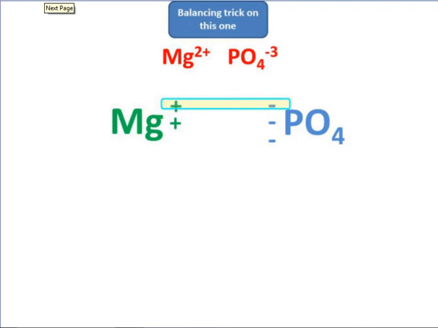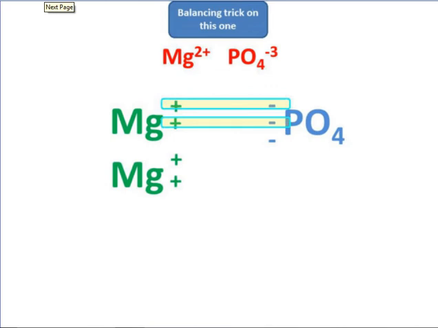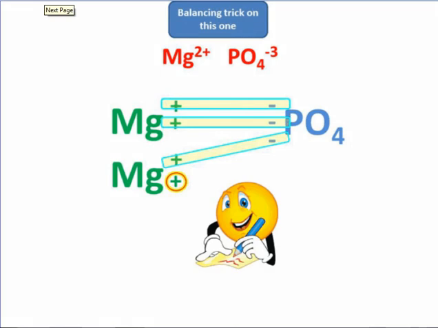Cancel out that charge. Cancel out that charge. Uh-oh. I've got a negative left. What do I do with this one? Well, I've got an idea. Let's add another magnesium here. If I've got a negative, let's add a positive. Okay? And that way, cancel out that one. Now all my negatives are gone. But, hey, I've got another positive. Maybe I know what to do now.